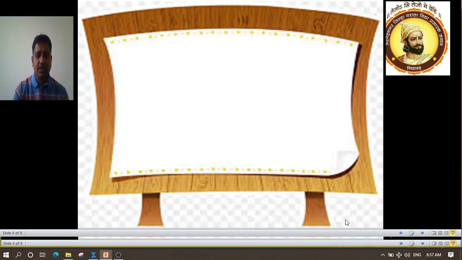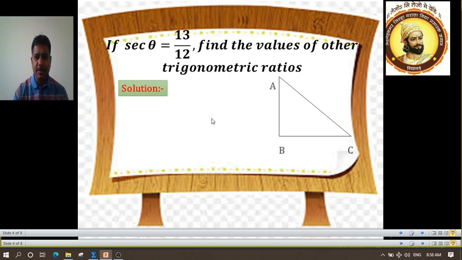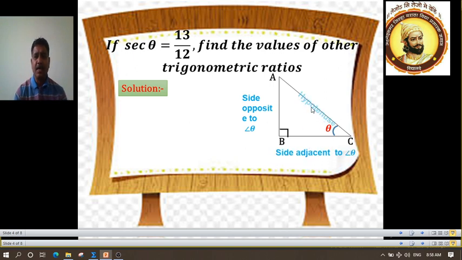Now taking the next example, if sec theta is equal to 13 upon 12, find the values of other trigonometric ratios, from problem set 6. Now the solution. Again consider the right angle triangle ABC. Angle B is a right angle, angle C is equal to theta, an acute angle. With reference to theta, AB is the opposite side, BC is the adjacent side and AC is the hypotenuse.